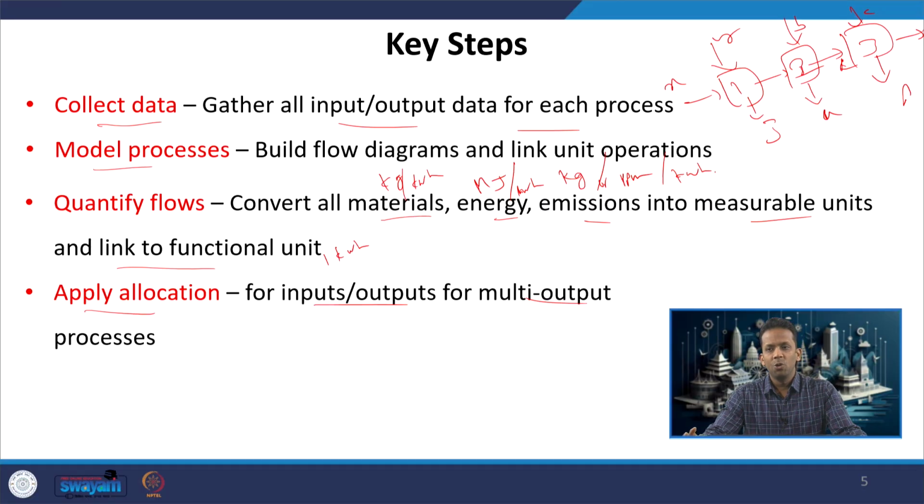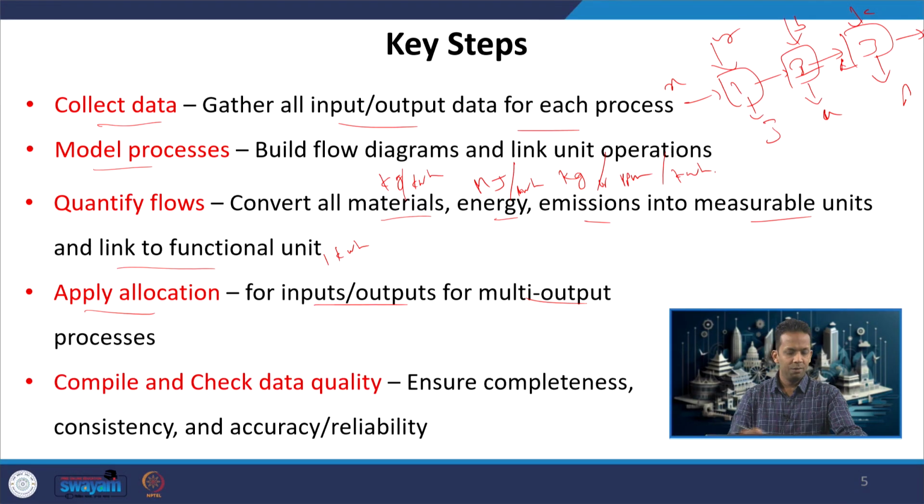But if it is not possible to avoid allocation, it is fine to use this allocation procedure and give the weightages to the different outputs or inputs coming from the multi-output processes. Once all these things are done, you compile and check the data quality to ensure that the inventory table is complete, consistent and accurate or reliable. So, all these 4-5 steps will end up giving a reliable or a correct life cycle inventory table.